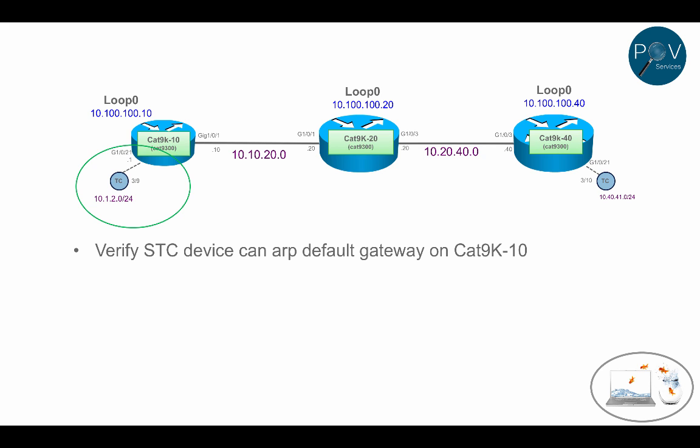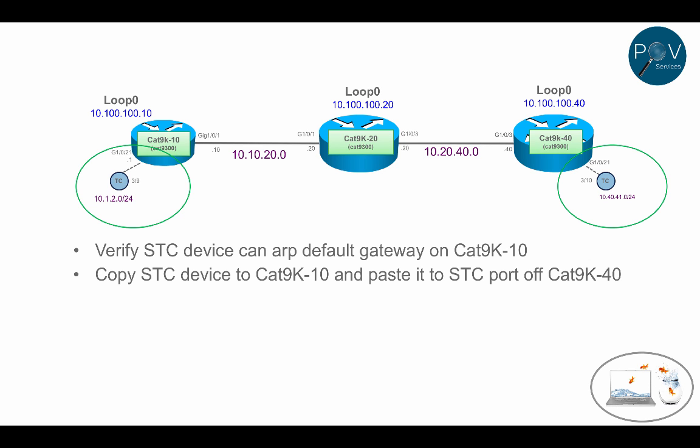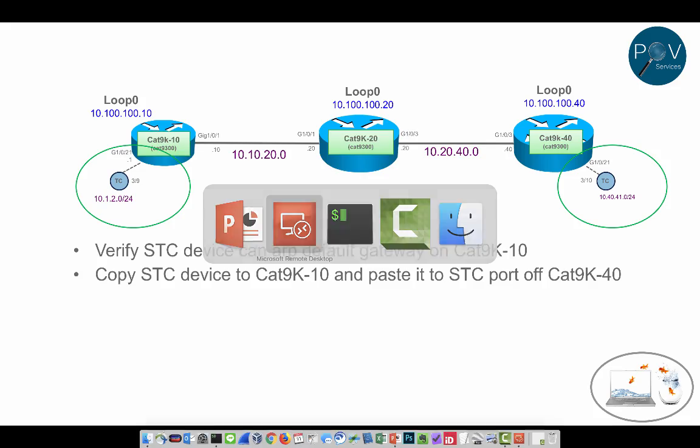Traffic generator port's very easy to copy and paste. And so what we're going to do next is copy the Spirent TestCenter device that we were just in, that's connected to the Cat9K 10, and paste it over to the port that's connected to the Cat9K 40. So let's go ahead and do that.